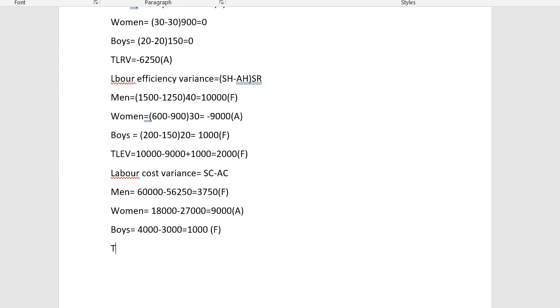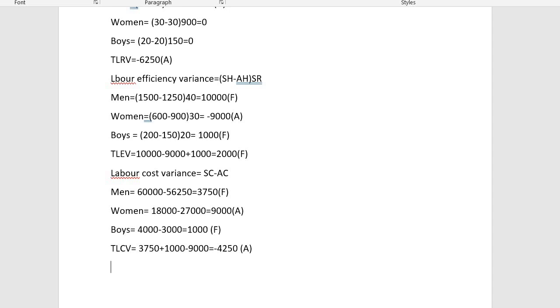Next, total labor cost variance is equal to 3,750 plus 1,000 minus 9,000, which equals minus 4,250. That is the difference, which is adverse variance.